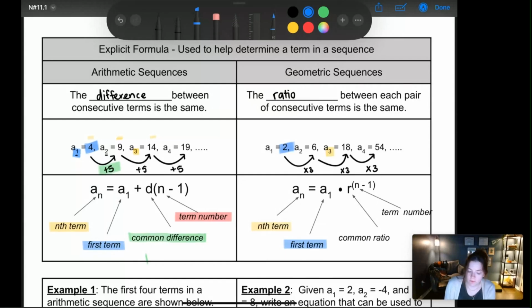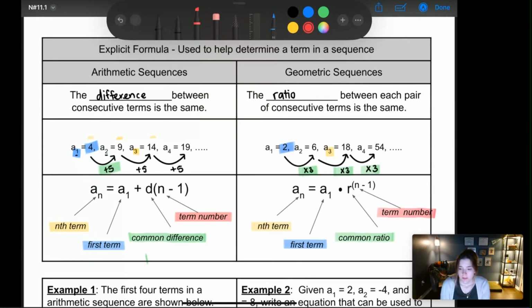And then the common ratio. So that's what's different about this one. Instead of the difference, we're looking for the common ratio, and the common ratio would be 3. We're multiplying by 3 each time. And then again, n is still the term number. It's still what we're going to ask for, so it might say something like, could you tell me what the third term is? And so I would put, for n, 3.